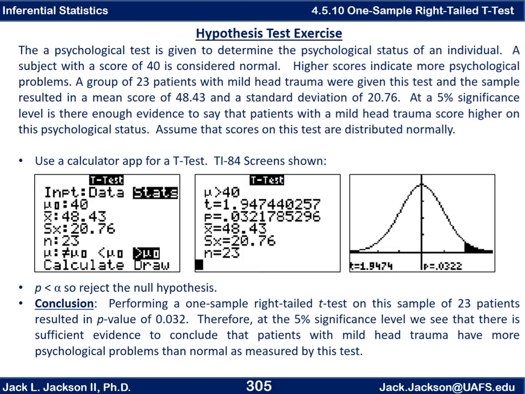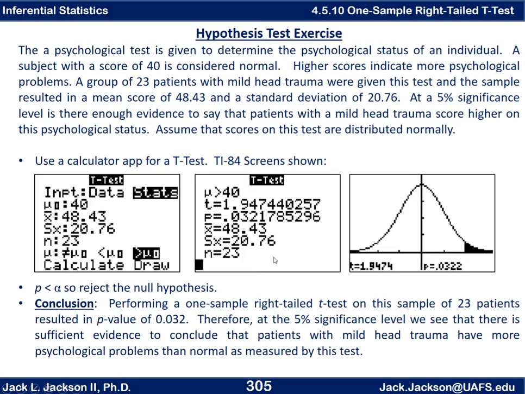We're not given the individual measurements, but rather the summary statistics. So we choose Stats right here, and then mu naught is what we assume it is, 40, which is what it should be if these patients are just like everybody else. The x-bar of our sample was 48.43. The standard deviation for our sample is 20.76. n is 23. And we're specifically doing a right-tailed test, so mu greater than mu naught is our alternative hypothesis. If we click Calculate, we get the middle screen. If we click Draw, we get the last screen.